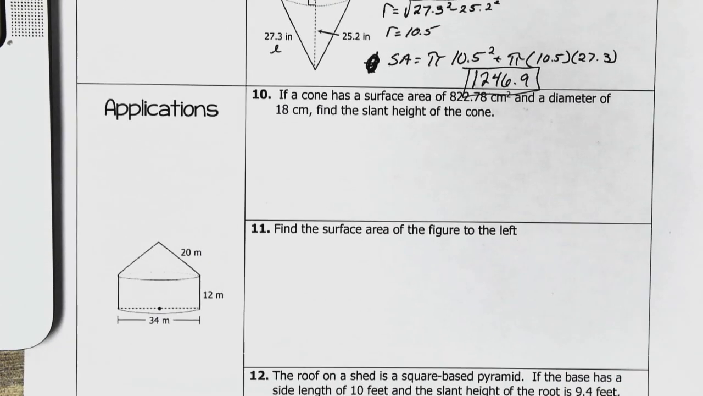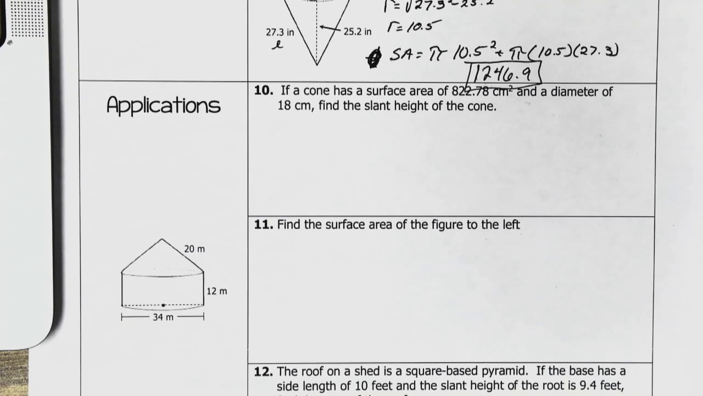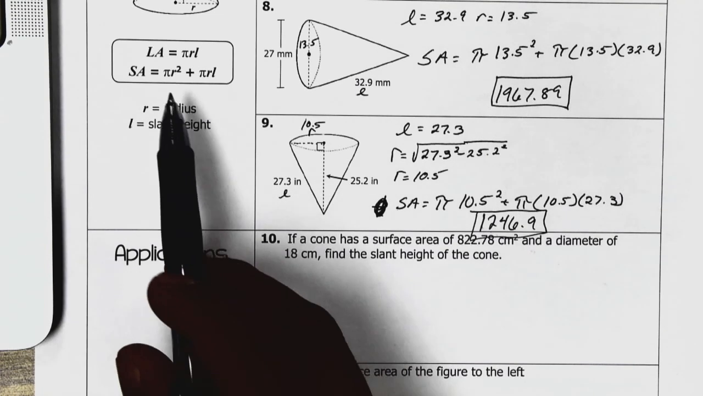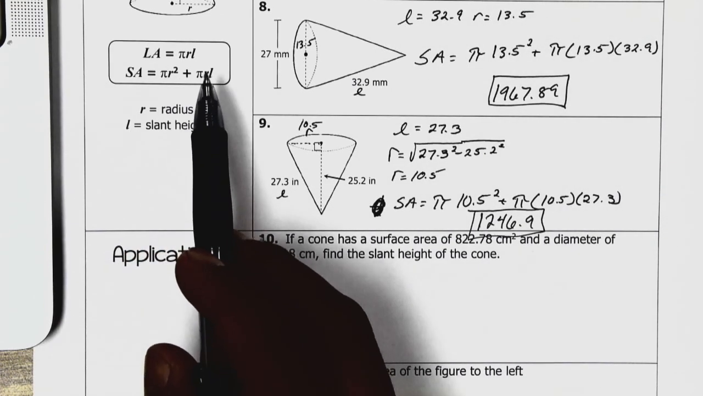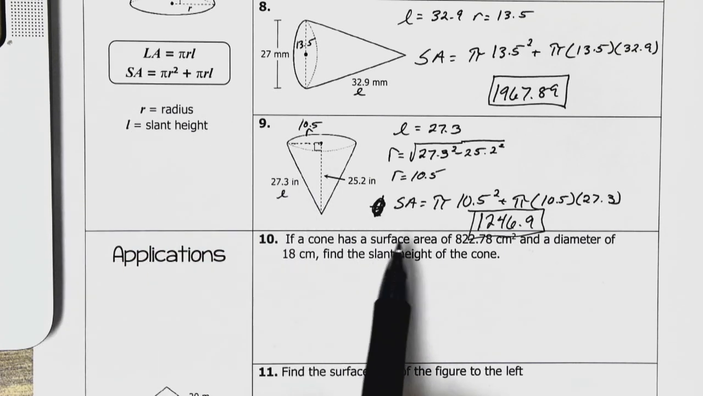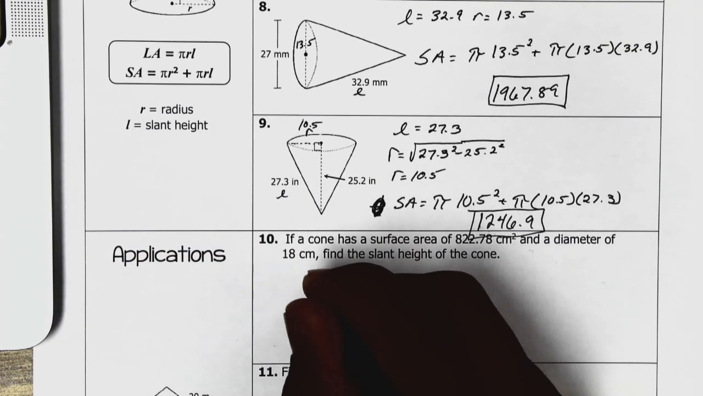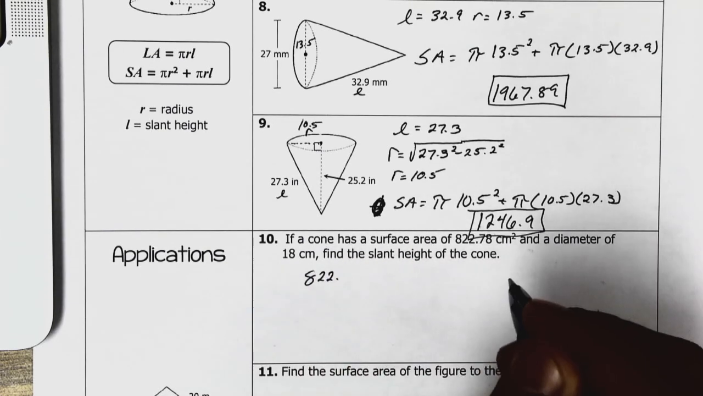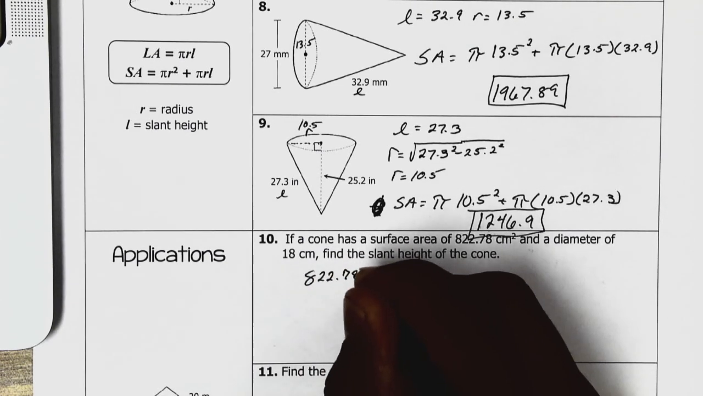All right, guys, so getting into the last application problems of the pyramids and cones of surface area. All right, so number 10 says that if a cone has a surface area of 822.78 centimeters squared and the diameter is 18, find the slant height of the cone. Okay, so basically what we're doing is we're going to take this formula right here and we're solving for L to find the slant height. So it tells me that the surface area is 822.78, excuse me.